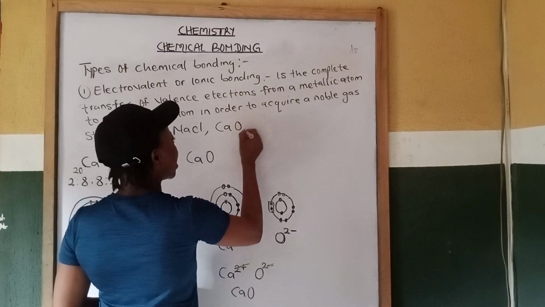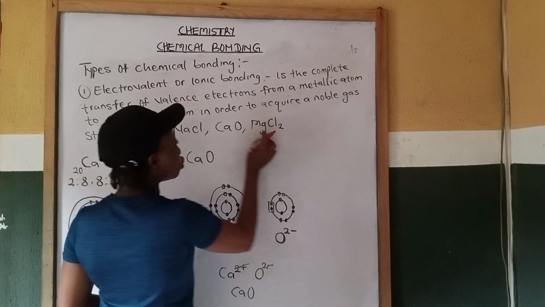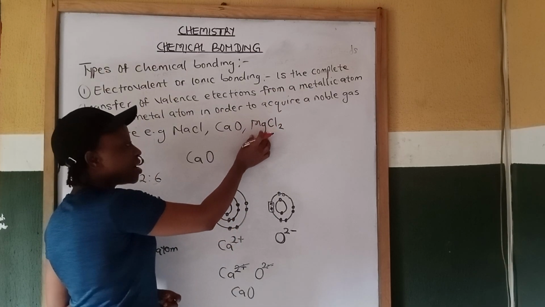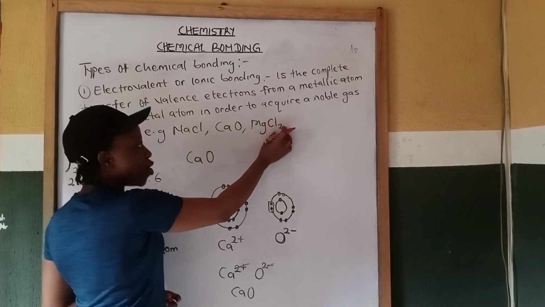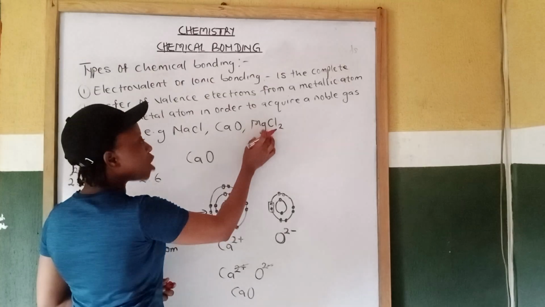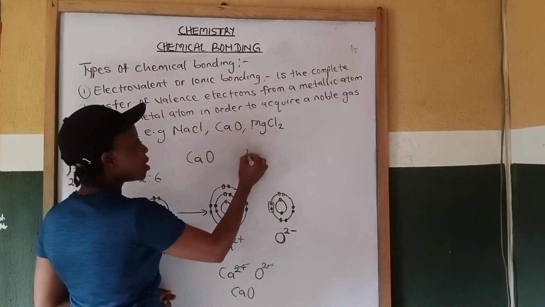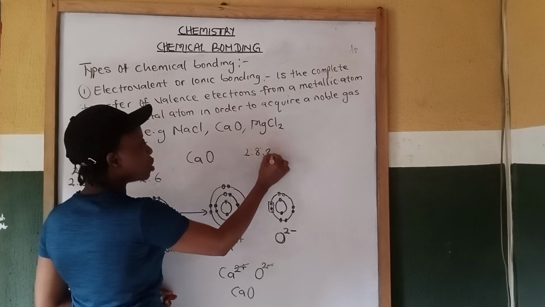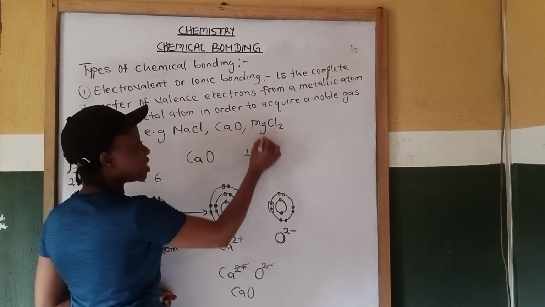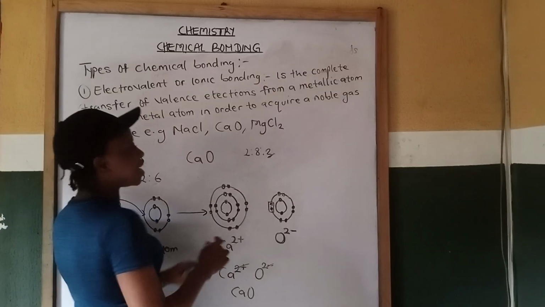So let's look at another example. MgCl2. Magnesium is a metal, then chlorine is a non-metal. So therefore, it is an electrovalent compound. If you want to write the electronic configuration of magnesium, magnesium is number 12. That will be 2, 8, 2. So it has 2 valence electrons, therefore it is a metal. Then chlorine is a non-metallic atom.